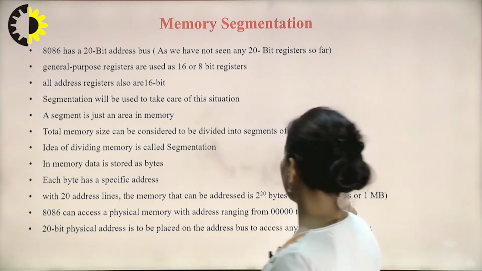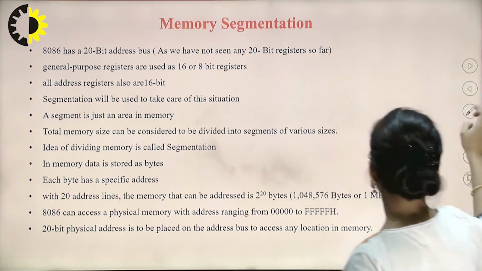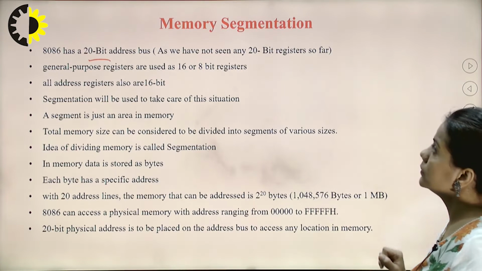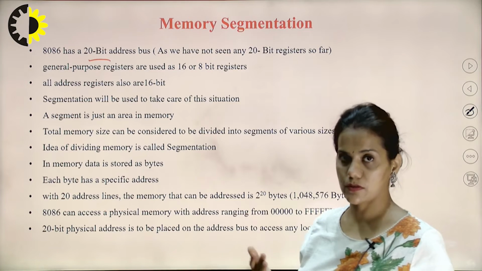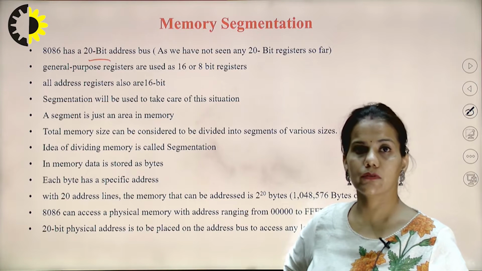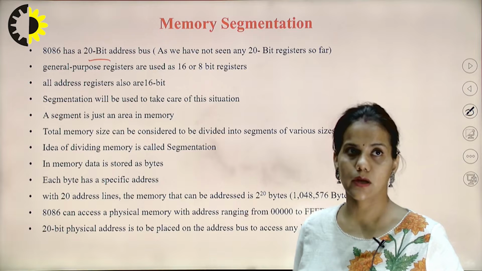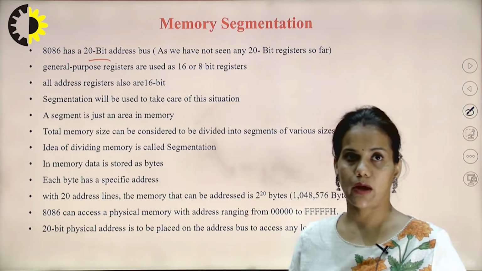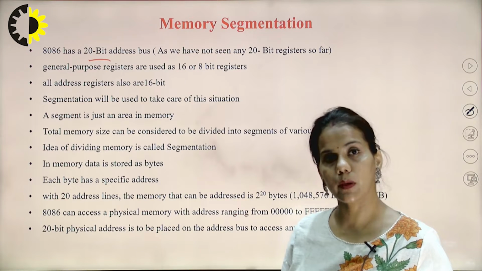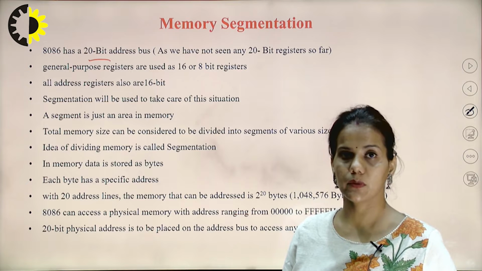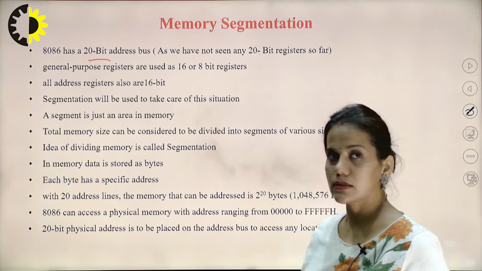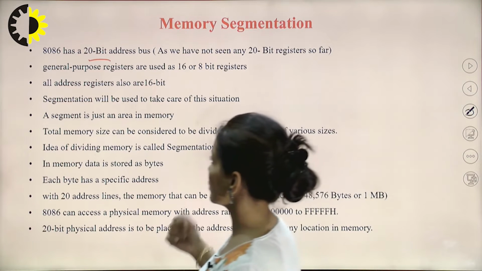We know that 8086 has a 20-bit address bus, and we do not have any 20-bit registers in 8086. So how will we use the address bus without having 20-bit registers? And we have to access all the available memory. We have 1 megabyte of memory available in 8086. So how can we access it? Let's have a discussion over it.